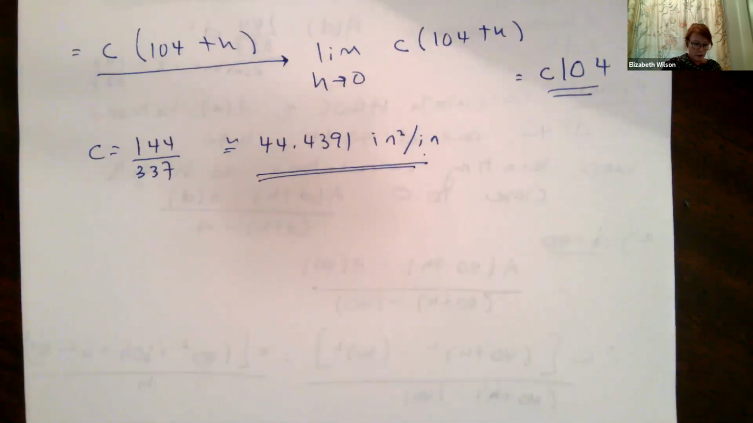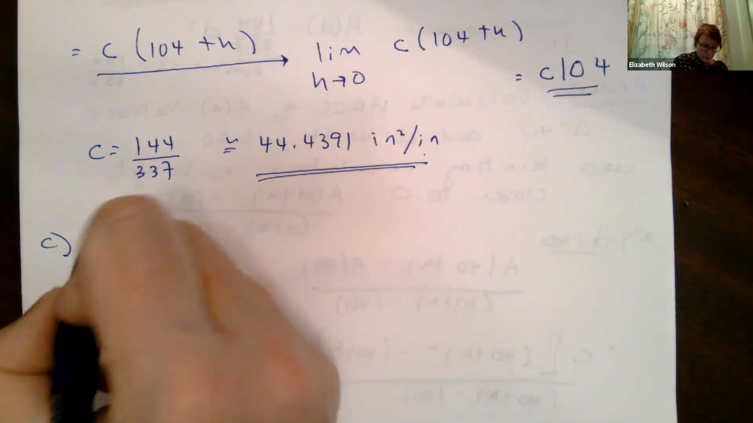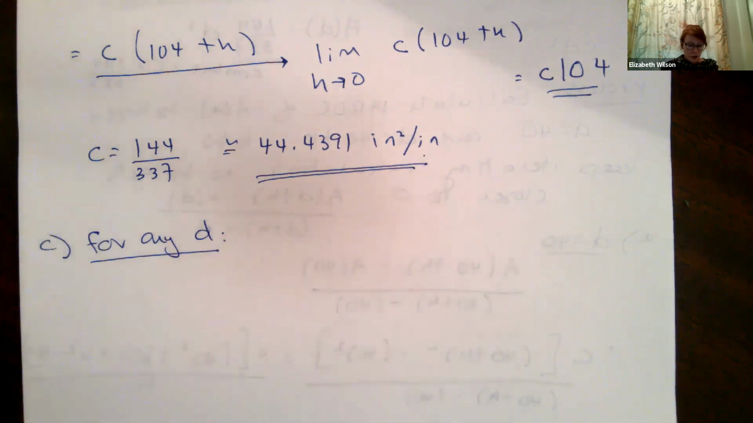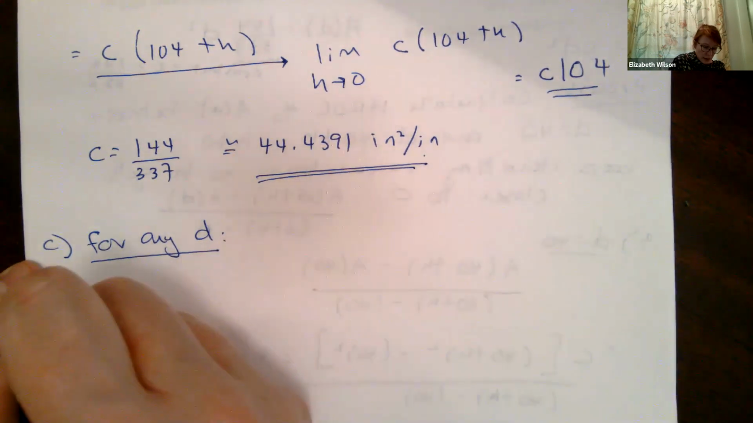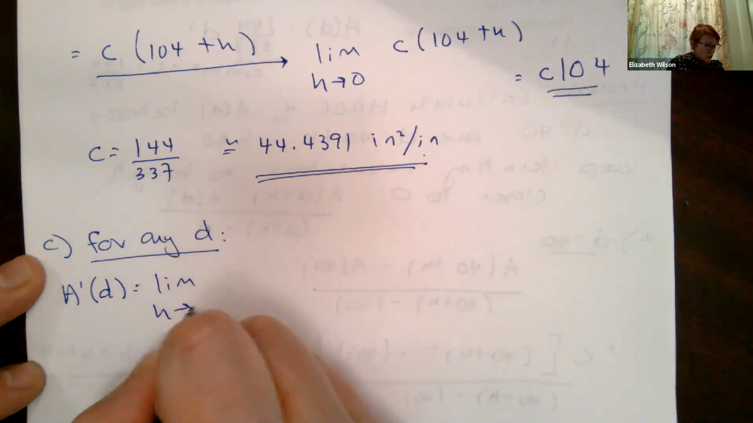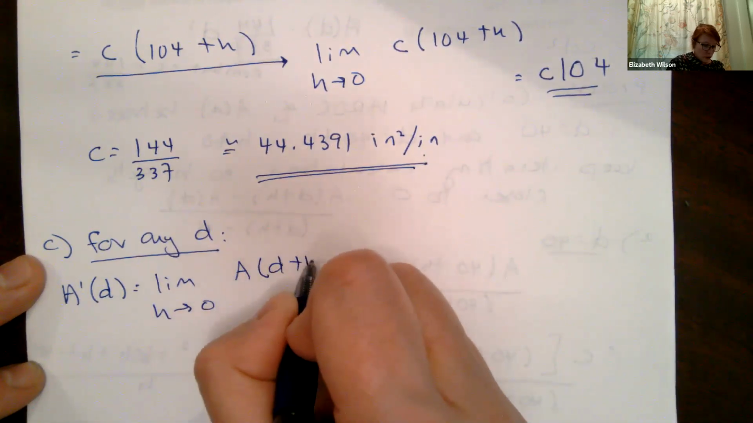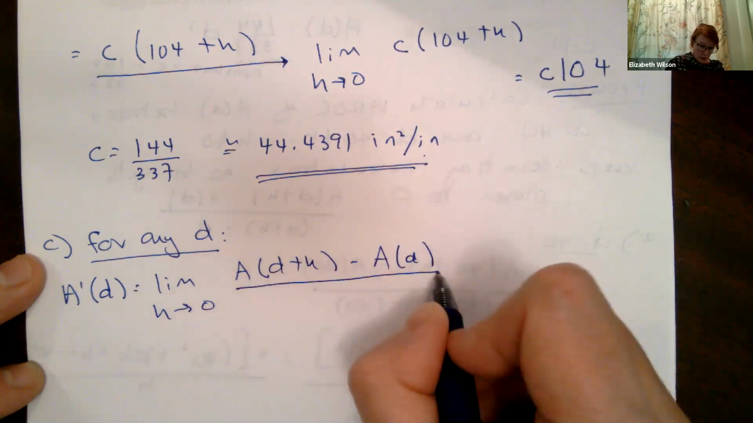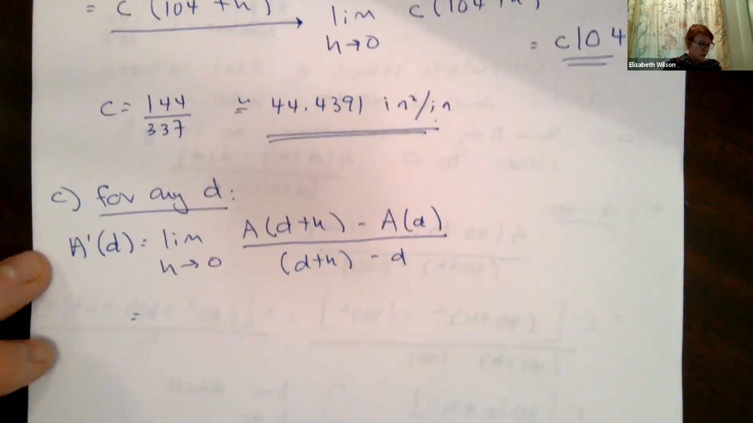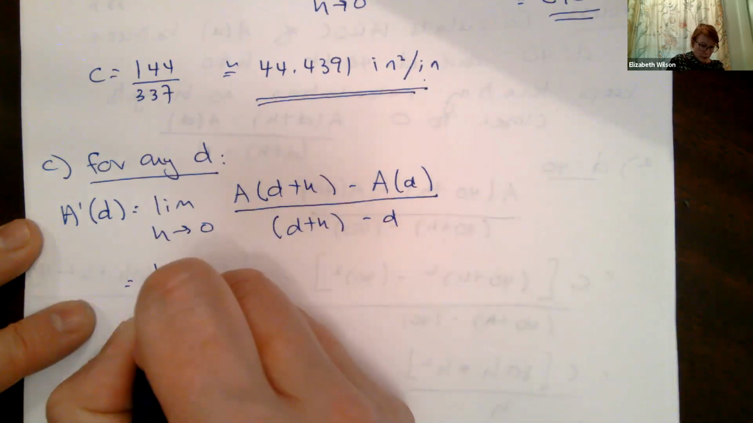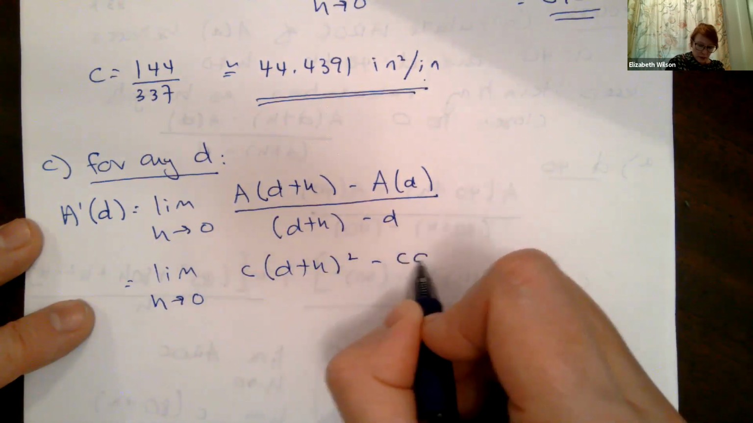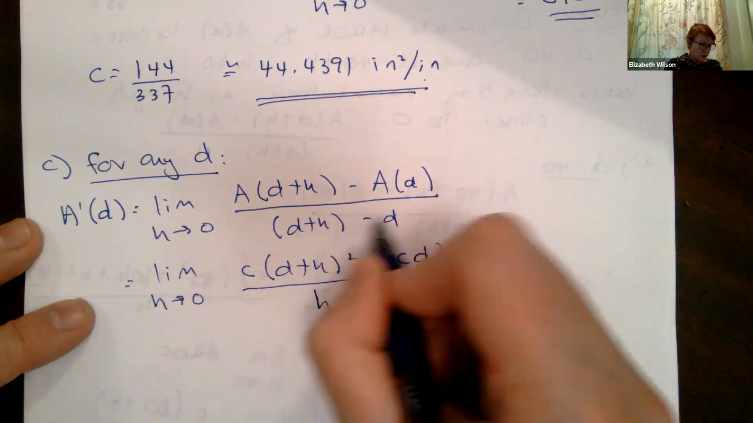I'm going to scroll up just a little bit. Part C said, let's do this for any D. Instead of plugging in a value for D, I'm just going to leave it as D plus H. So A prime of D equals, and I'm going to write the limit out at the beginning, the limit as H goes to 0 of A(D plus H) minus A(D), all over (D plus H) minus D. Now I'm going to start plugging in our function: the limit as H goes to 0 of C times (D plus H) squared minus C times D squared, all over H, because the D's are going to cancel here.